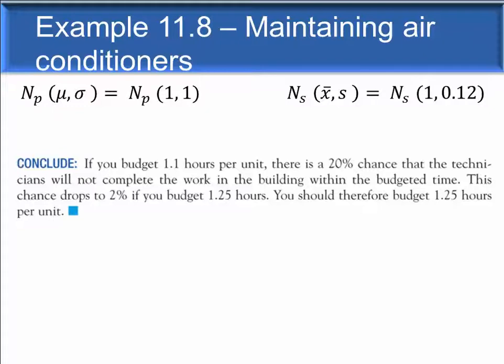Therefore, it probably makes more sense for your business to budget the 1.25 hours per unit.